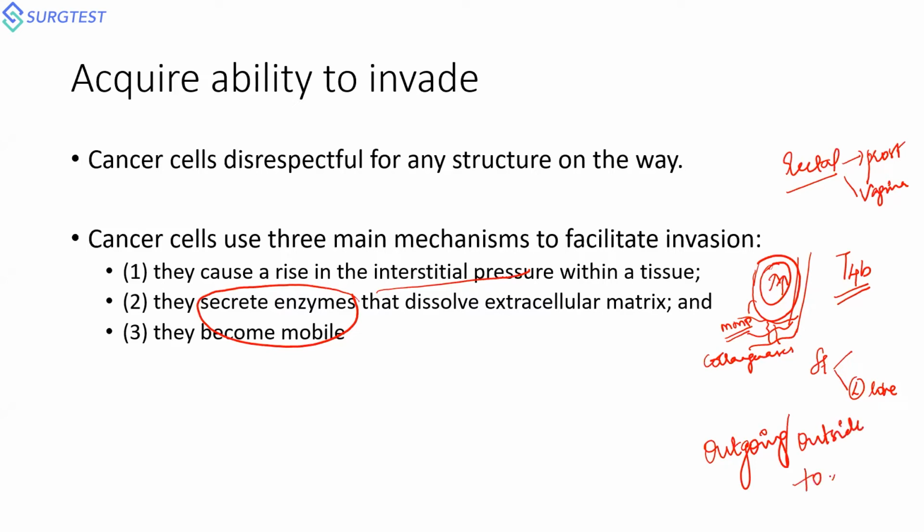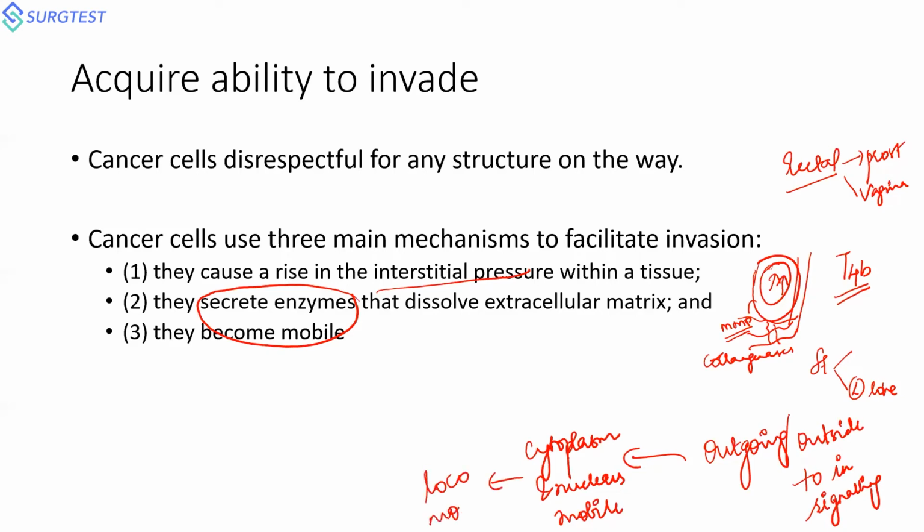This is referred to in the 28th edition of Bailey & Love. Outside to in signaling, meaning your extracellular matrix elements and the structures in the extracellular matrix will be secreting certain enzymes which will be making the cytoplasm and the nucleus mobile, meaning the cell will become locomotive. I repeat again, increasing the pressure is one mechanism by which it will invade into the adjacent structure. That is how it has been.